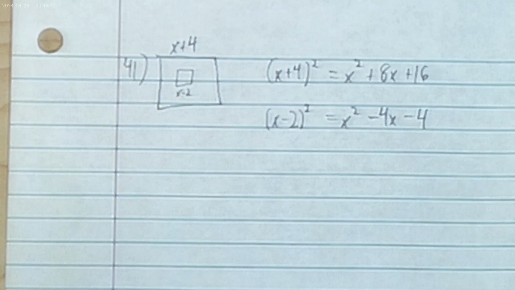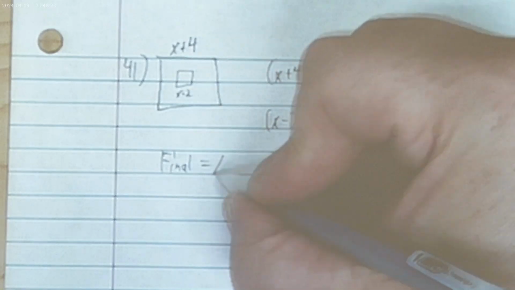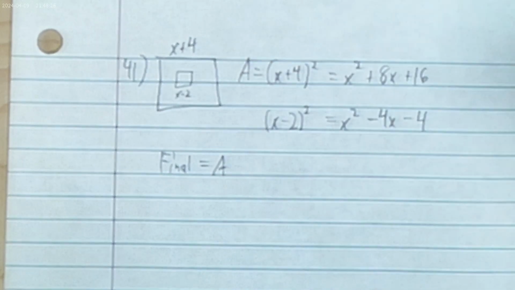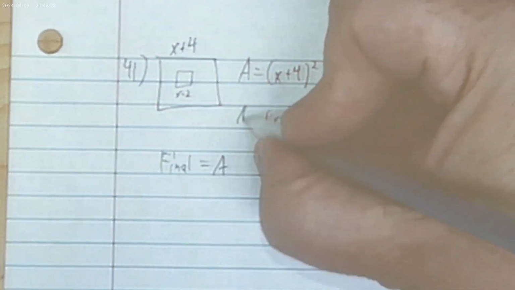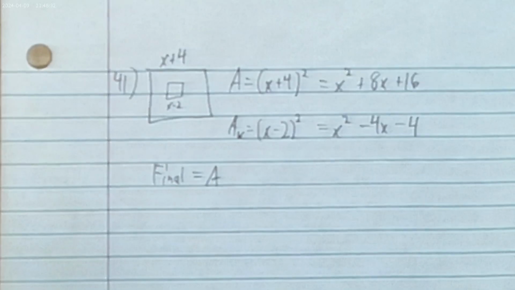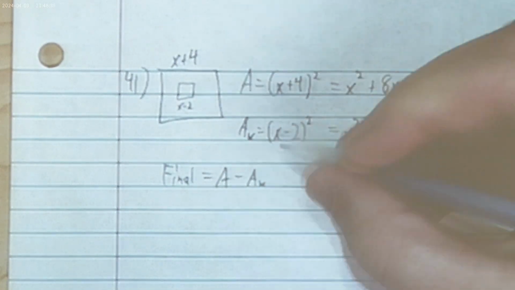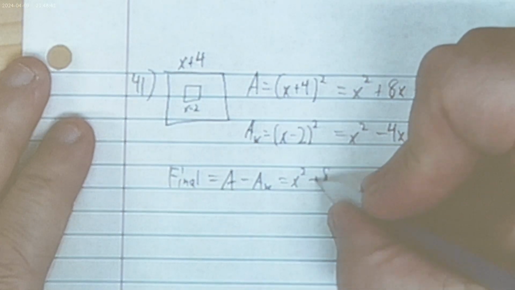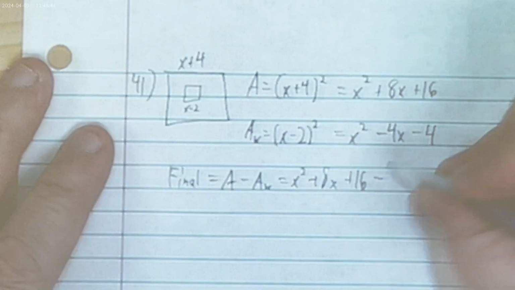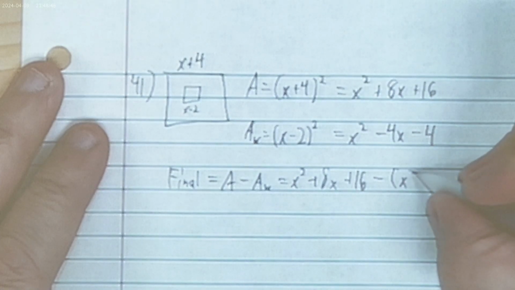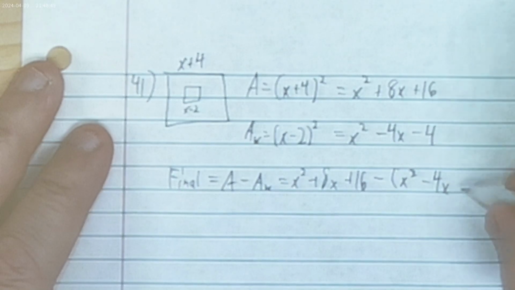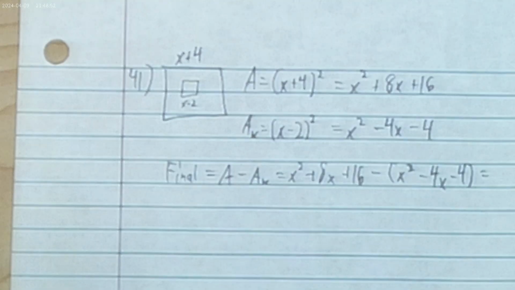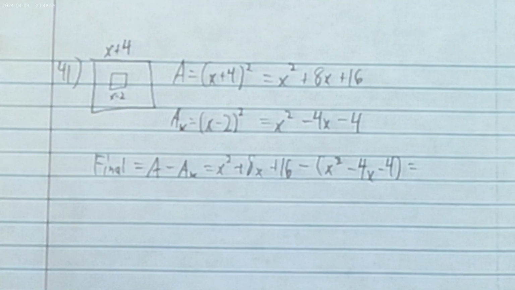And so what we have to do now is the final area equals the area minus the area of the white area. So that's x squared plus 8x plus 16 minus x squared minus 4x minus 4 equals, and now it's just a polynomial subtraction operation.